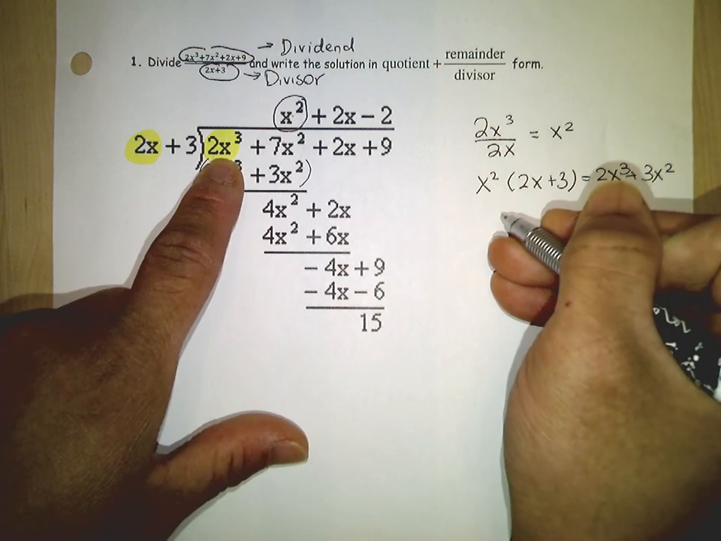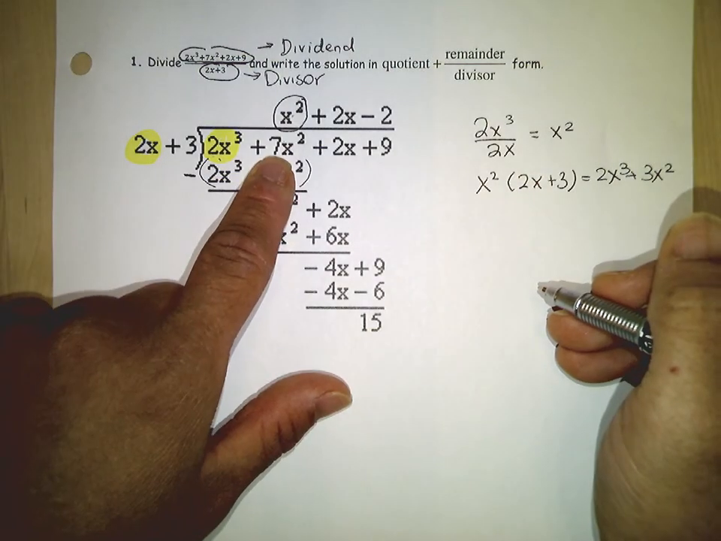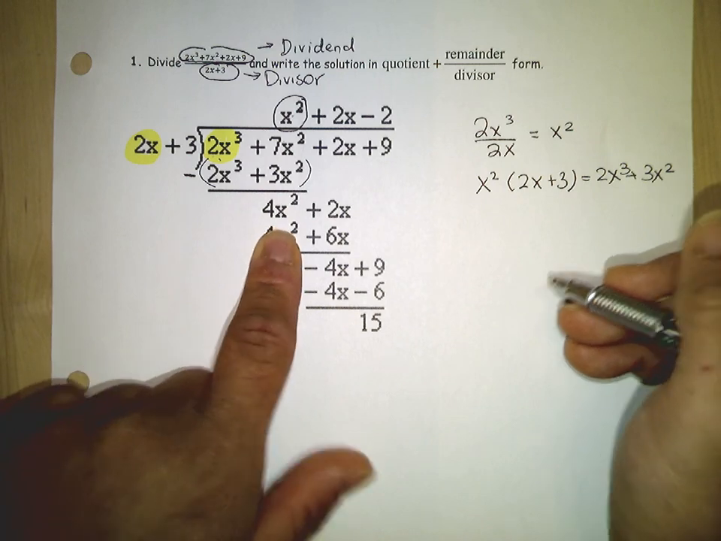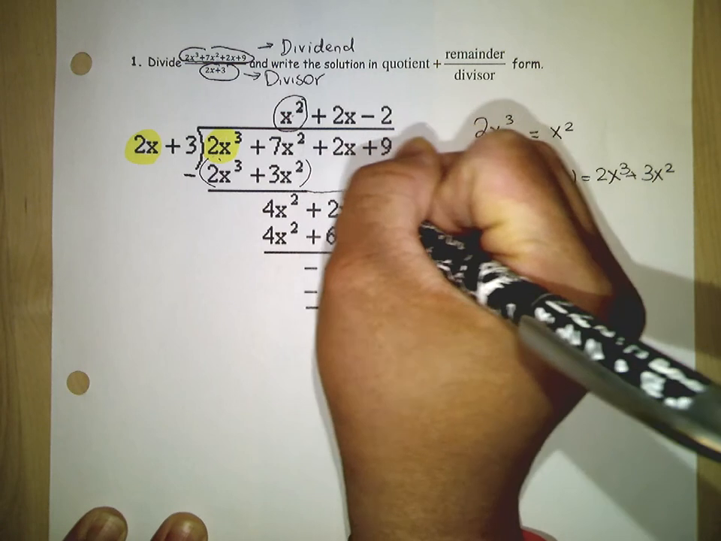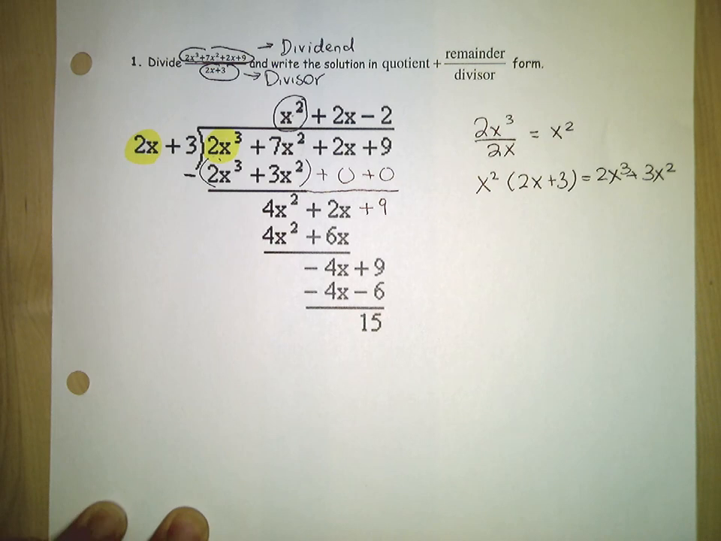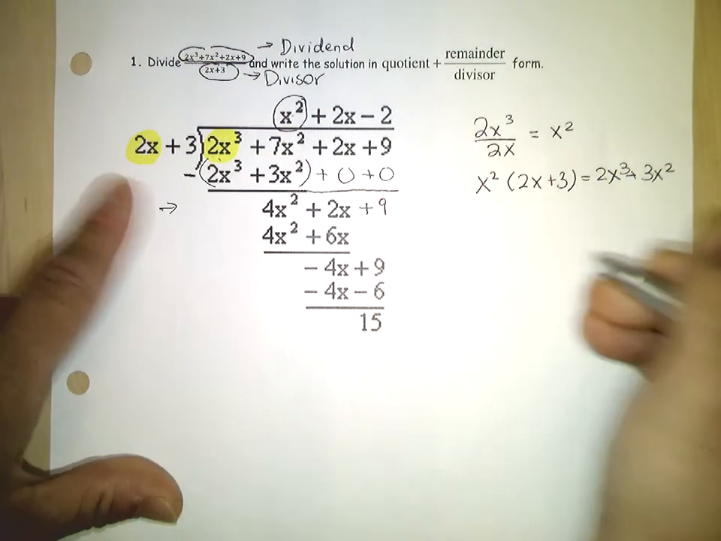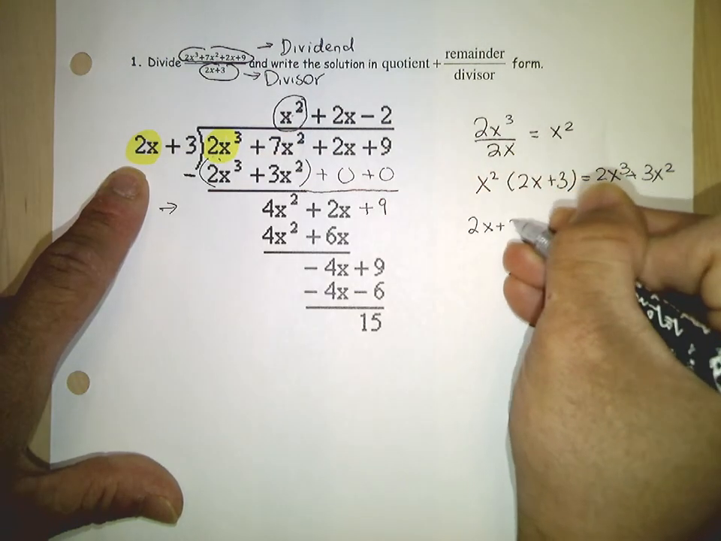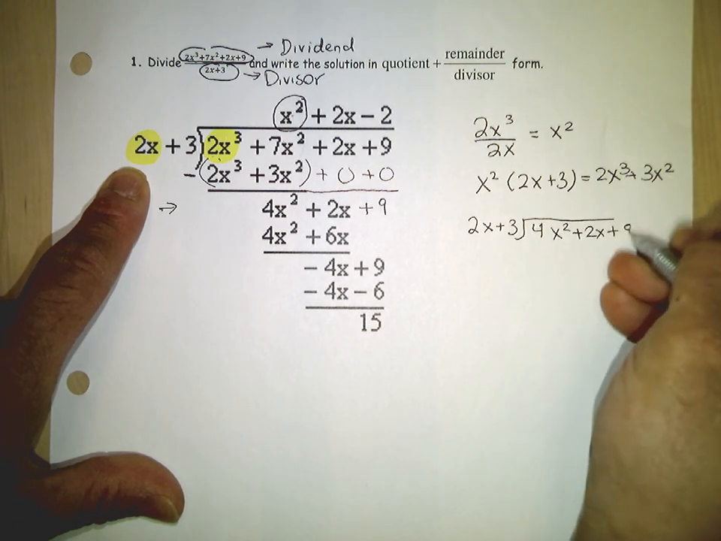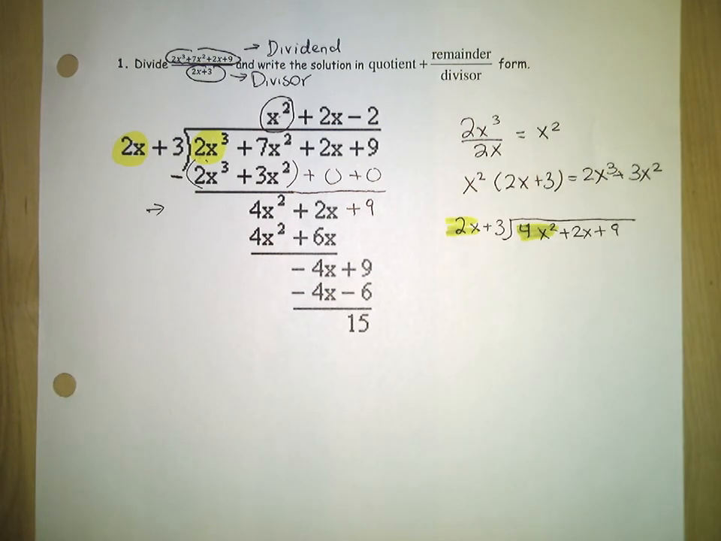So 2x to the third minus 2x to the third, remember, you're going to subtract here, is 0. 7x squared minus 3x squared is 4x squared. Then I can bring down the 2x and the 9, because this is really like plus 0 plus 0. Alright. So then I repeat the process. Right now, at this step, it's like I have a new problem of 2x plus 3 goes into 4x squared plus 2x plus 9, and I repeat the process for 4x squared and 2x.